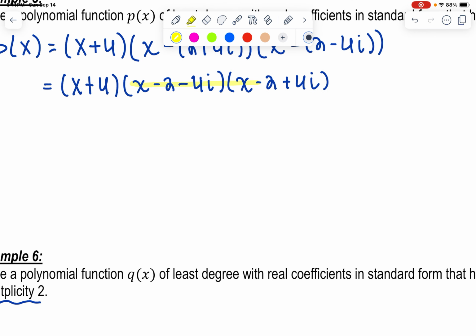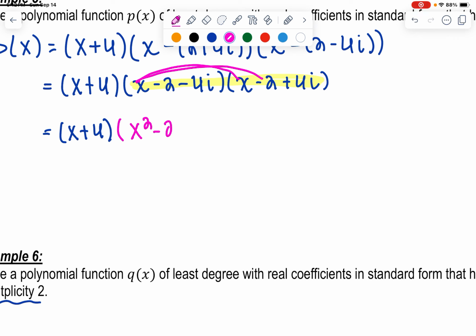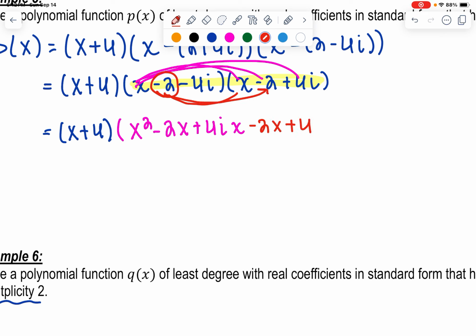Now, I'm going to multiply these 2 first because they are conjugates. And remember, when multiplying conjugates, beautiful things happen. Be very careful. All right, so I'm going to do x times x is x squared. x times negative 2 is negative 2x. x times 4i is 4ix. Now I'm going to distribute this negative 2. Negative 2 times x is negative 2x. Negative 2 times negative 2 is positive 4. Negative 2 times 4i is 8i. Sorry, negative 8i.